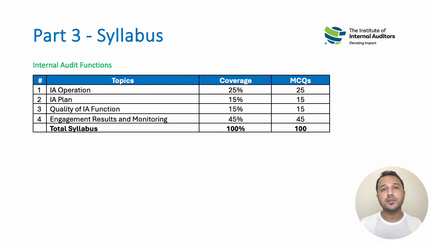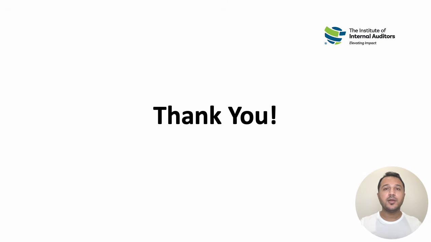Operation comprises 25%. The internal audit plan comprises 15% of the syllabus. Quality of the internal audit function comprises 15%, and lastly, engagement results and monitoring comprises 45%, which is nearly half of the syllabus. And similarly, you can see if you have an exam of 100 MCQs, how many MCQs may appear from each section. This is an overview of the entire new CIA exam syllabus and structure.